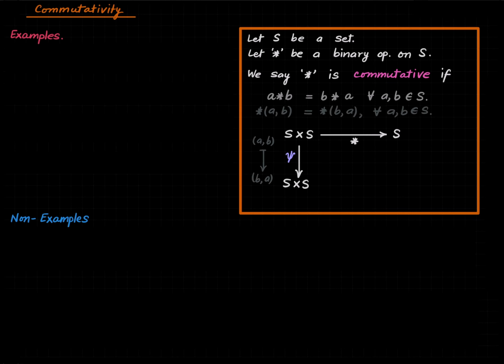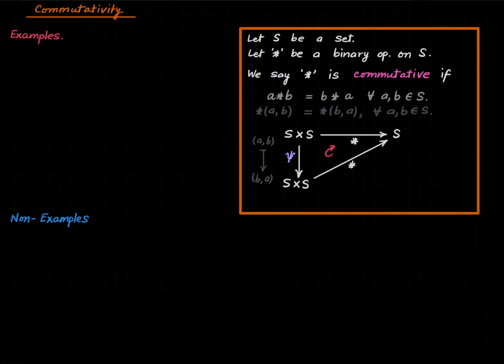What does commutativity say? It says that if I apply star here, it doesn't make a difference. Either I go this way or I go that way, the output will be the same. You start with A comma B, you feed it to star, you get A star B. Or you first apply the switch map, you get B comma A, and then you apply star, you get B star A, and it lands on the same thing. We express that by saying that this diagram commutes.